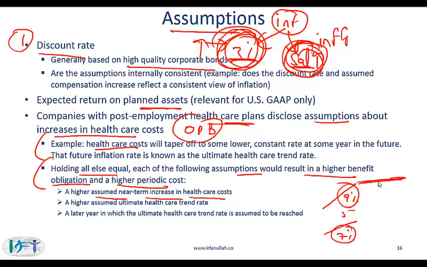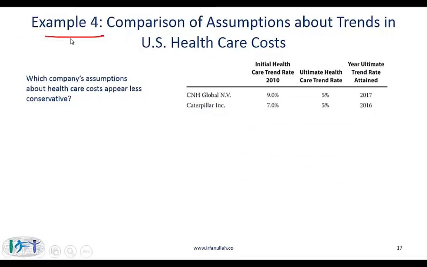Also, there is this assumption about the healthcare cost in the long run. There is an assumption about when we switch from short run to long run. So you need to compare the assumptions that different companies make. And this is illustrated in example 4, where you are given two companies, CNH and Caterpillar. I am highlighting an aspect of this example. I'm not going to go through the whole example in detail, but here is a basic question for you.